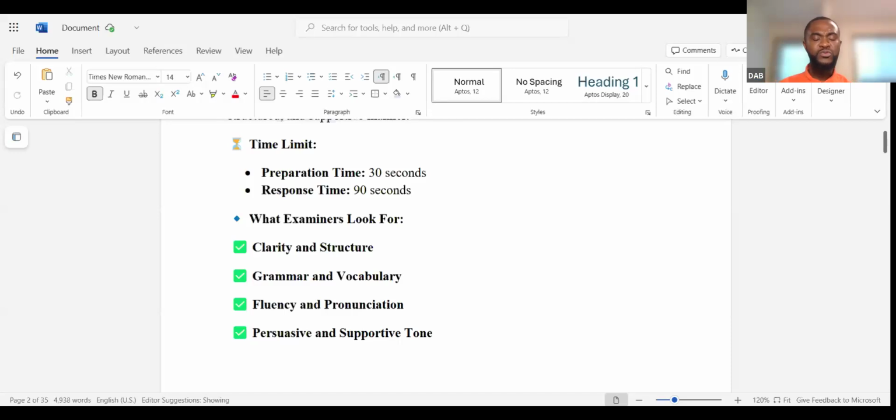Okay, then they want to see some persuasive and supportive tone. You are going to advise someone. Advising doesn't mean that you are imposing something on the person. You are just giving a suggestion. So they want you to use a persuasive and supportive tone. Make the person feel that you are in the same shoes with him or her. That is why you are giving him or her advice. So the examiners are looking for these: clarity and structure, grammar and vocabulary, fluency and pronunciation, persuasive and supportive tone.